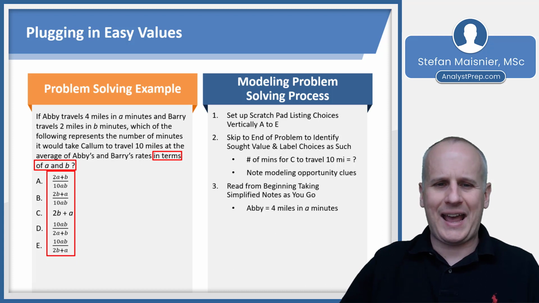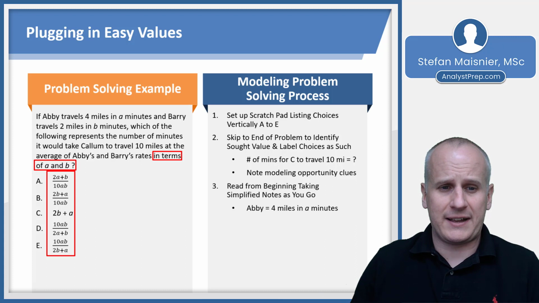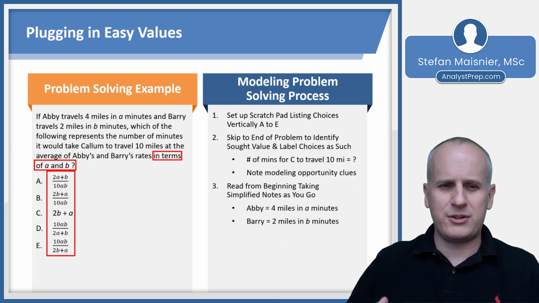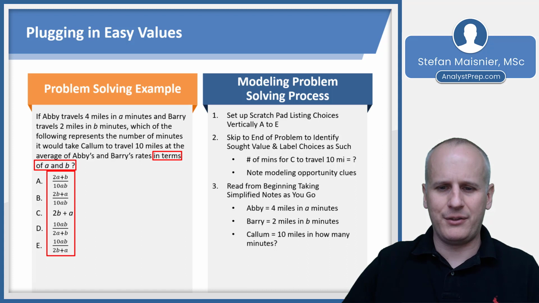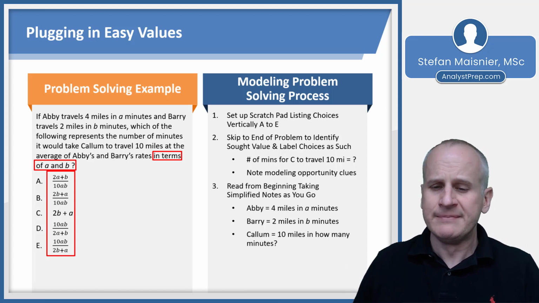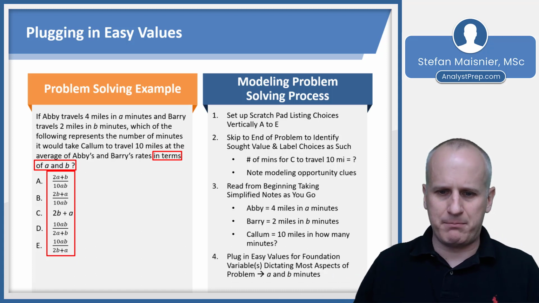We see Abby does 4 miles in A minutes, so we just write something like Abby equals 4 miles in A minutes. It's not an equation, it's just a statement of fact. And Barry travels 2 miles in B minutes, so Barry equals 2 miles in B minutes. Then we've got the actual question: which of the following represents the number of minutes it would take Callum to travel 10 miles, in shorthand, how many minutes. And we know that it's at the average of Abby and Barry's rates.